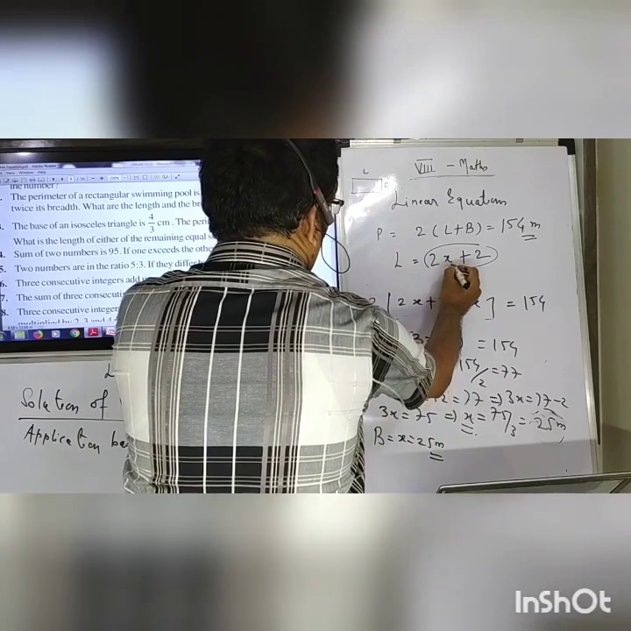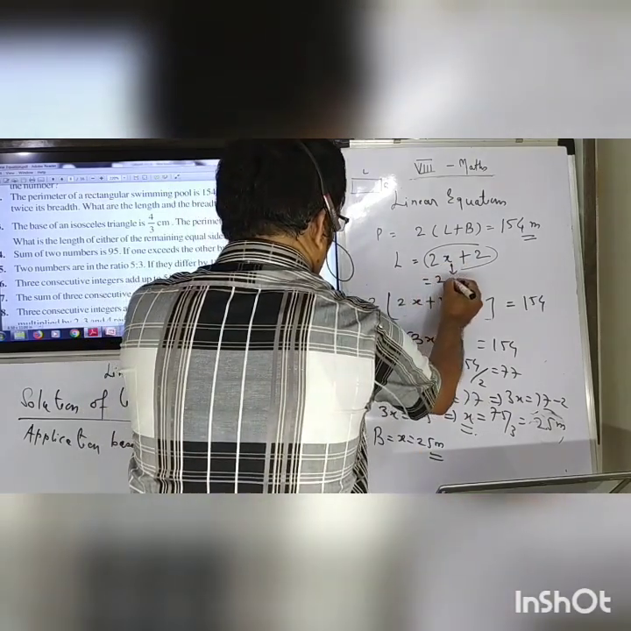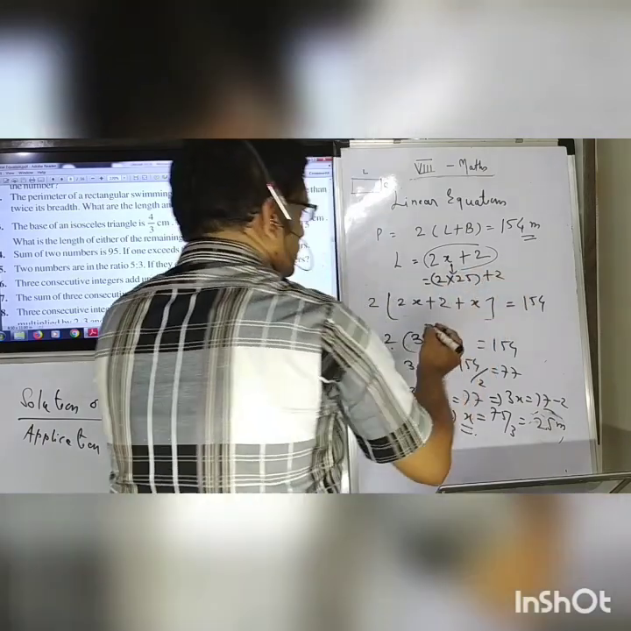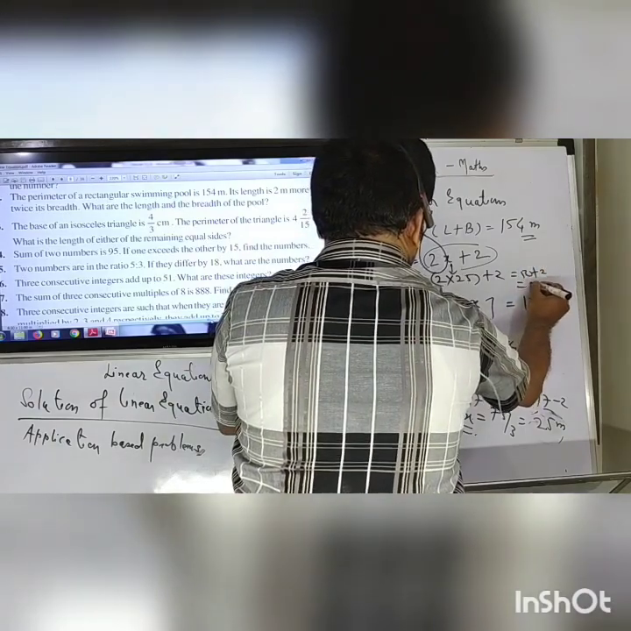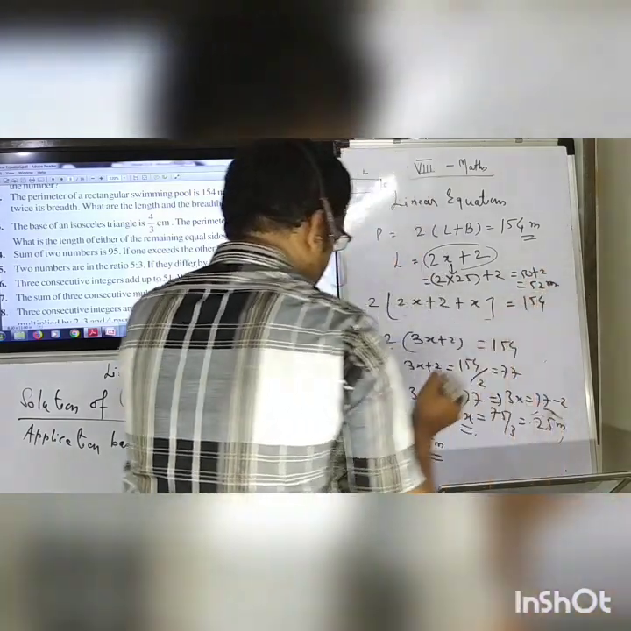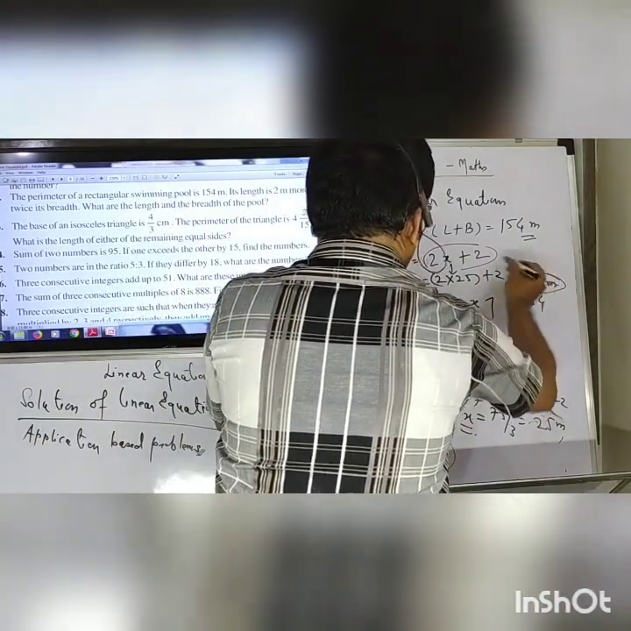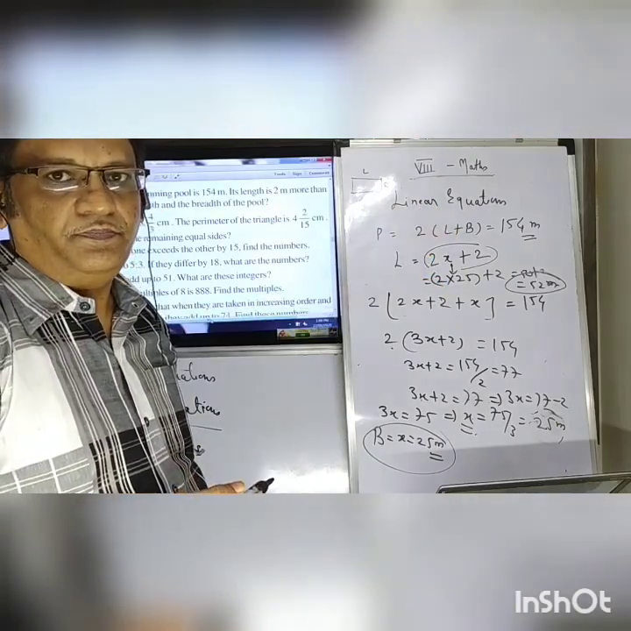To find the length, we put the value of this breadth, that is x, here. Then it becomes 2 into 25 plus 2. 2 into 25, that is equal to 50, plus 2, that is equal to 52 meter. So breadth equal to 25 meter and length equal to 52 meters. So that the perimeter becomes 154 meter.